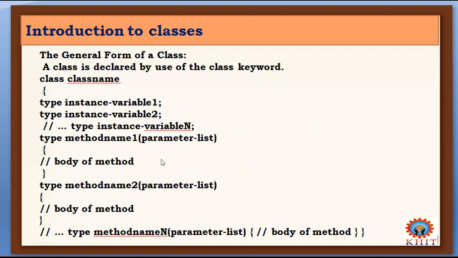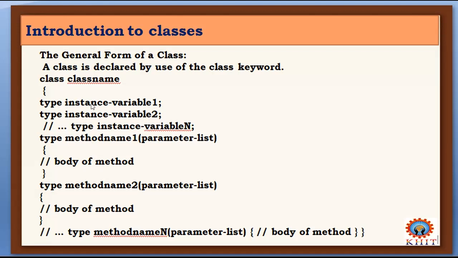So in general, in Java, we'll try to write a class in this format. Obviously, it should start with a keyword called class. First of all, we need to write class and then followed by the name of the class, and then open the curly brackets. Then you will declare the variables, whatever variables you want. First of all, you will mention the type, then variable 1, and then variable 2, like that, any number of variables you want, you can write.